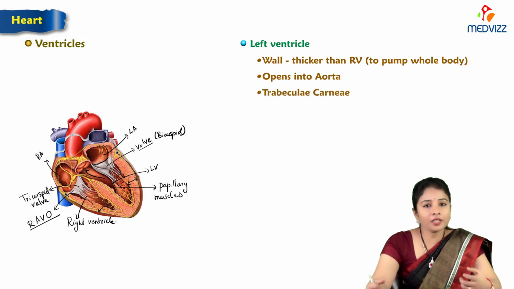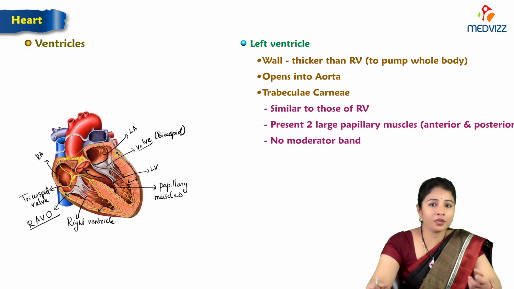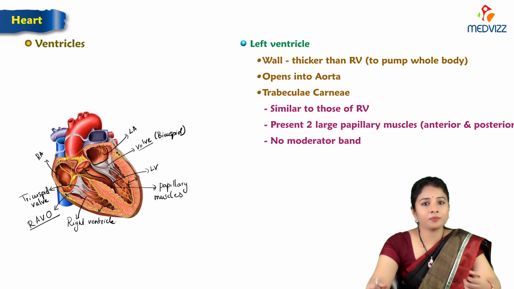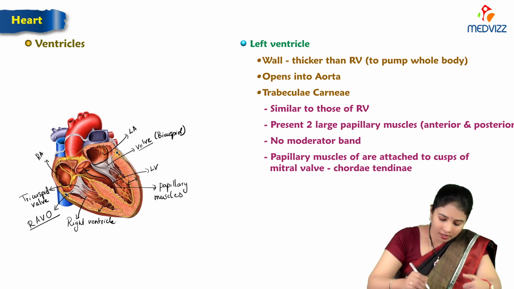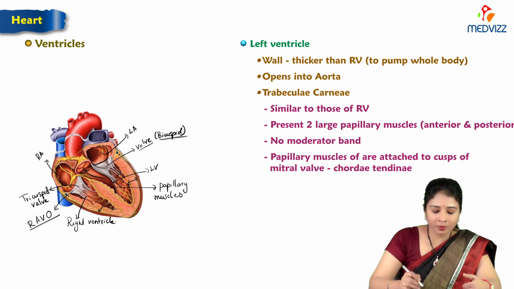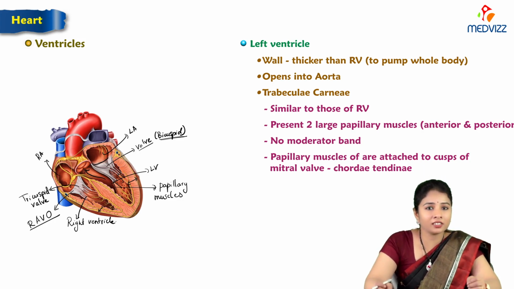So the trabeculae which are present in the left ventricle are similar to those of the right ventricle, but they are well developed and present in two large papillary muscles which are called the anterior and posterior papillary muscles, and there is no moderator band in the left ventricle. So the papillary muscles of the left ventricle are attached to the cusps of the mitral valve. So we can see here, this is the mitral valve or bicuspid valve. So the papillary muscles are attached to the mitral valve by chordae tendineae, which are thin thread-like structures.